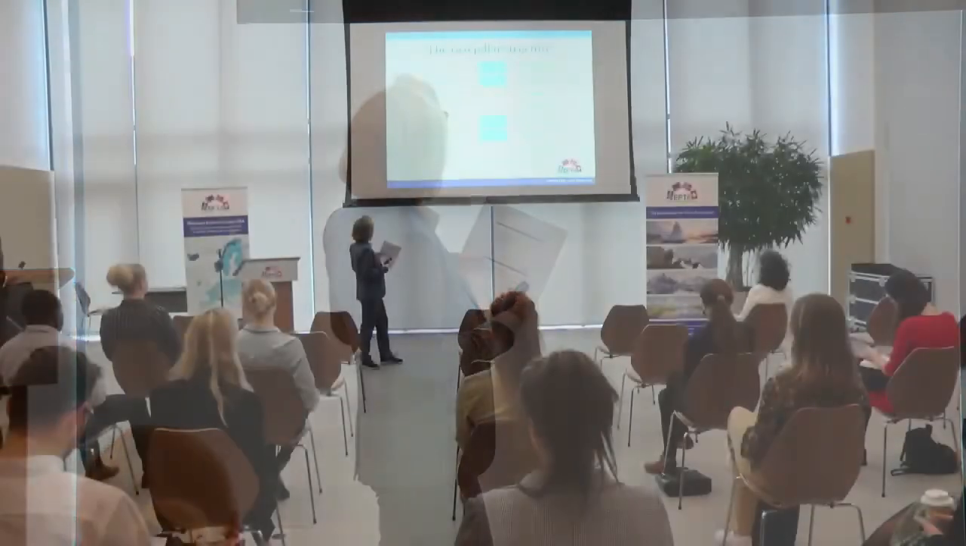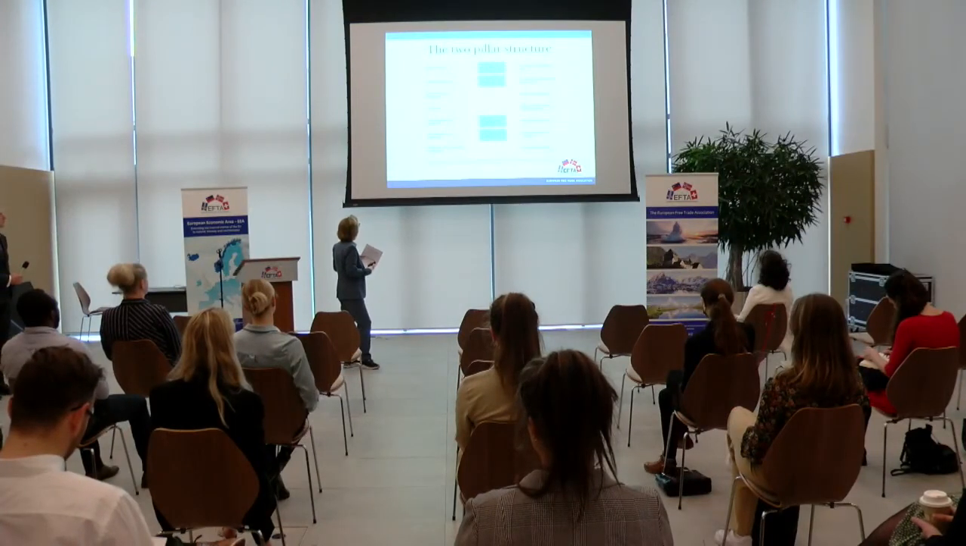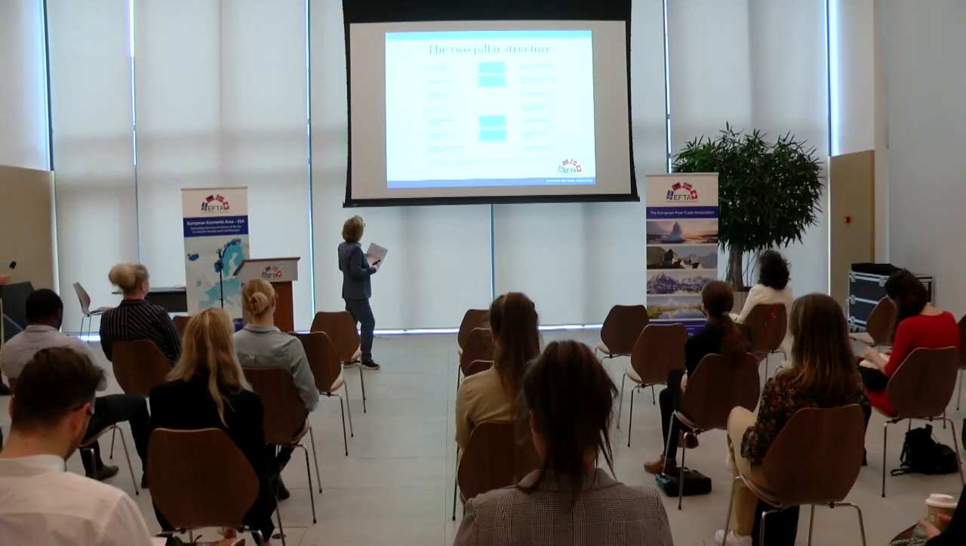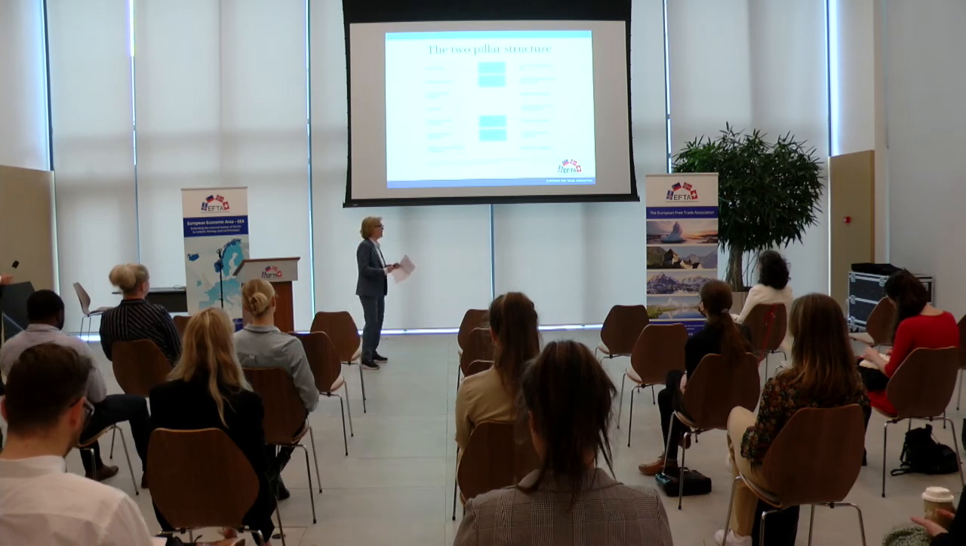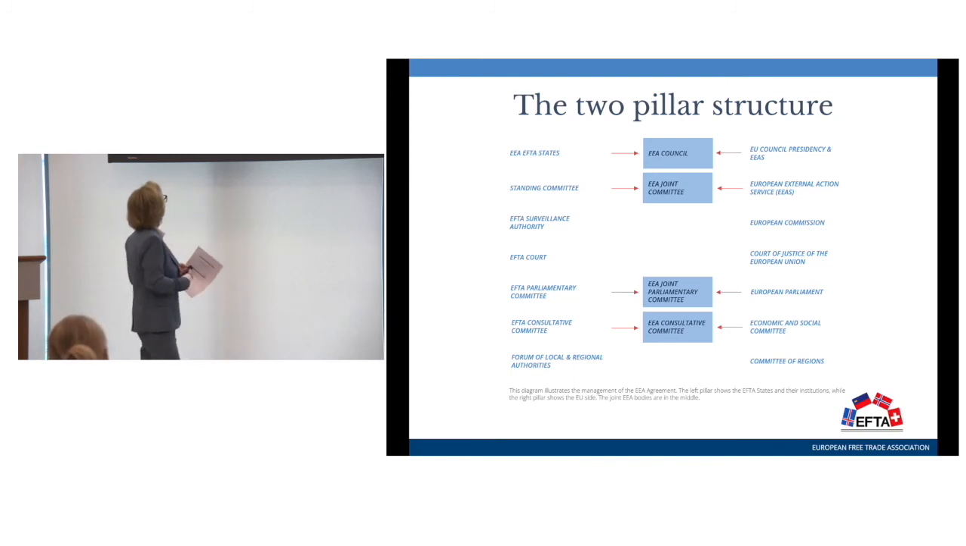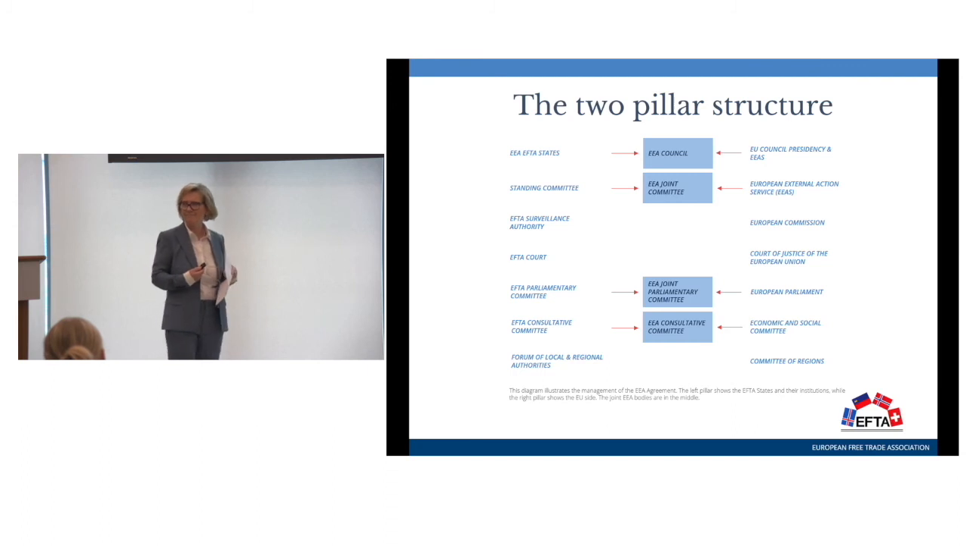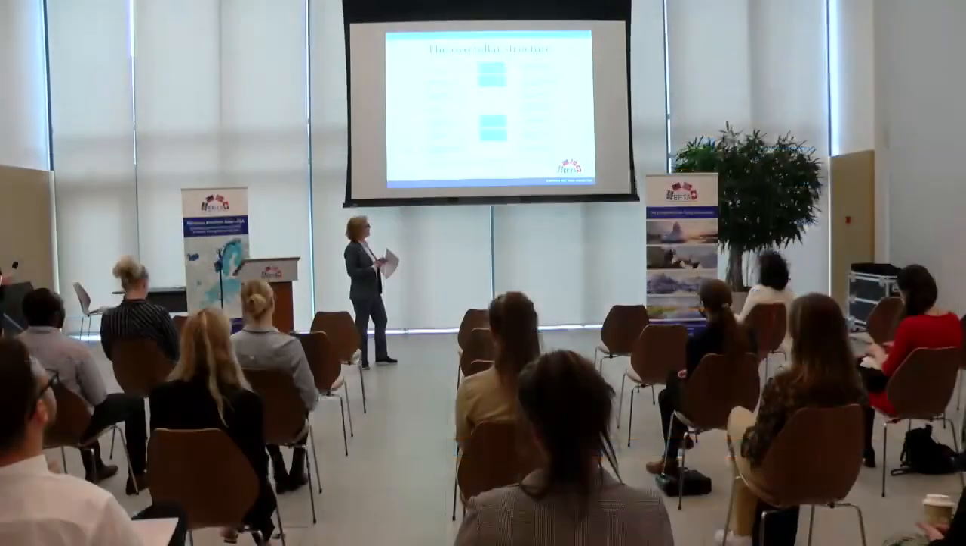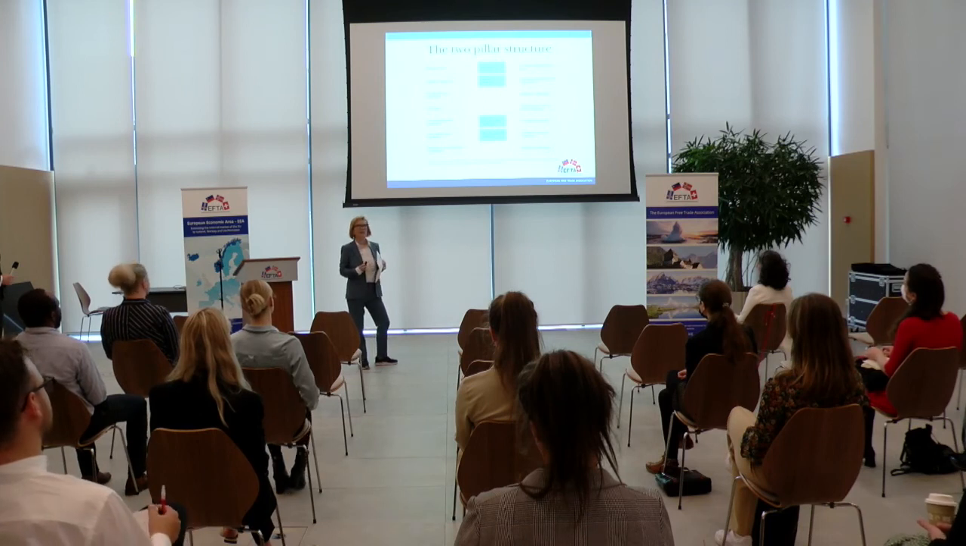And finally, we have what we call the advisory bodies, the Parliamentary Committee and the Consultative Committee, representing parliamentarians and our social and economic partners, so that they can come together and discuss important issues and also have a say in our EEA work and give their opinion. We have also established a forum for local and regional authorities. So this was the institutional setup of the EEA agreement.